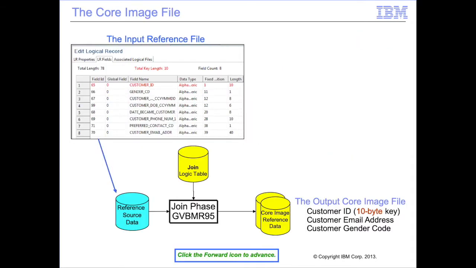SAFR loads target join data into memory in order to increase efficiency. Memory access is thousands of times faster than disk access. However, memory is more expensive than disk. Loading the entire source reference data, including fields that are not needed, into memory can be difficult or expensive. The purpose of the JLT is to create a core image file with only those fields needed for extract phase processing. In our example, only the customer ID, which is the key to the table, and the customer email address and customer gender code fields are needed in the core image file during extract phase processing.